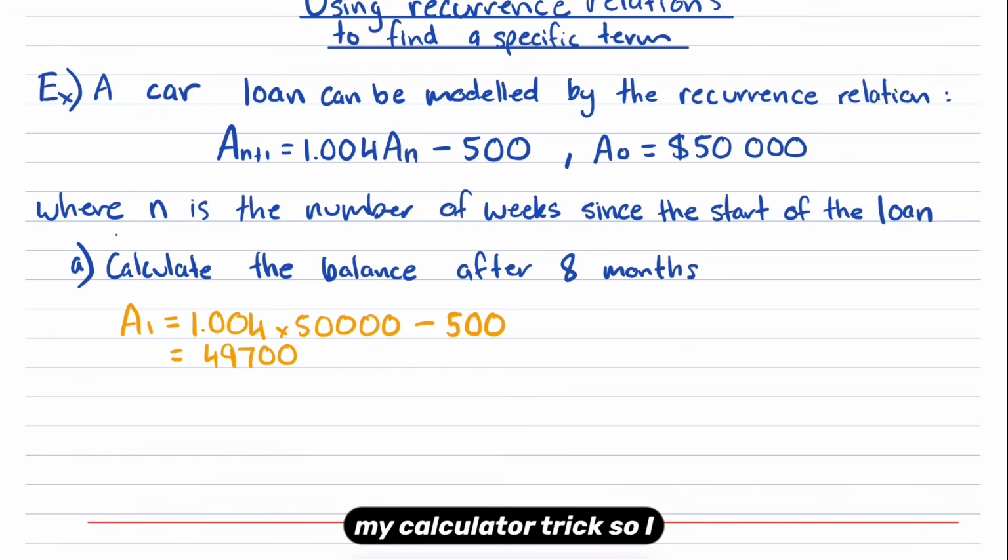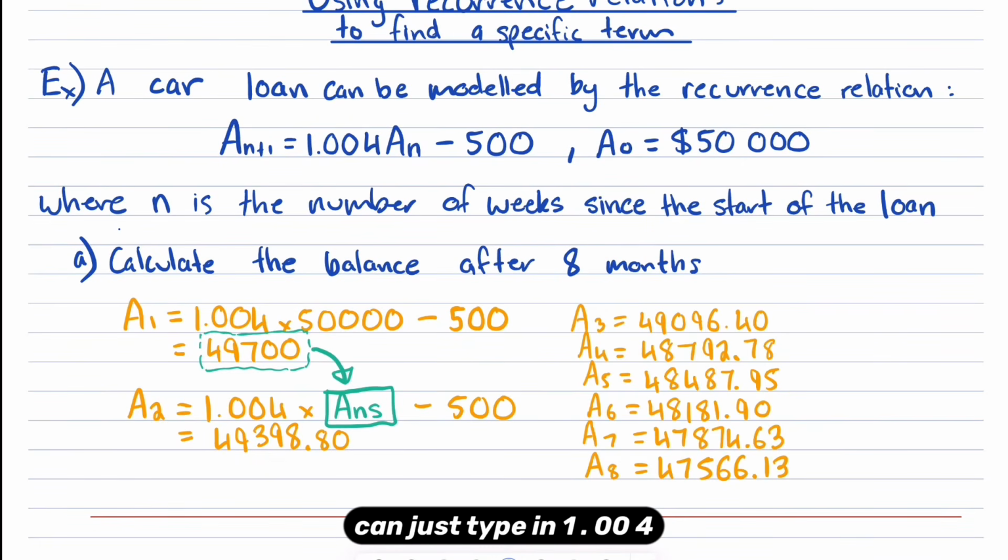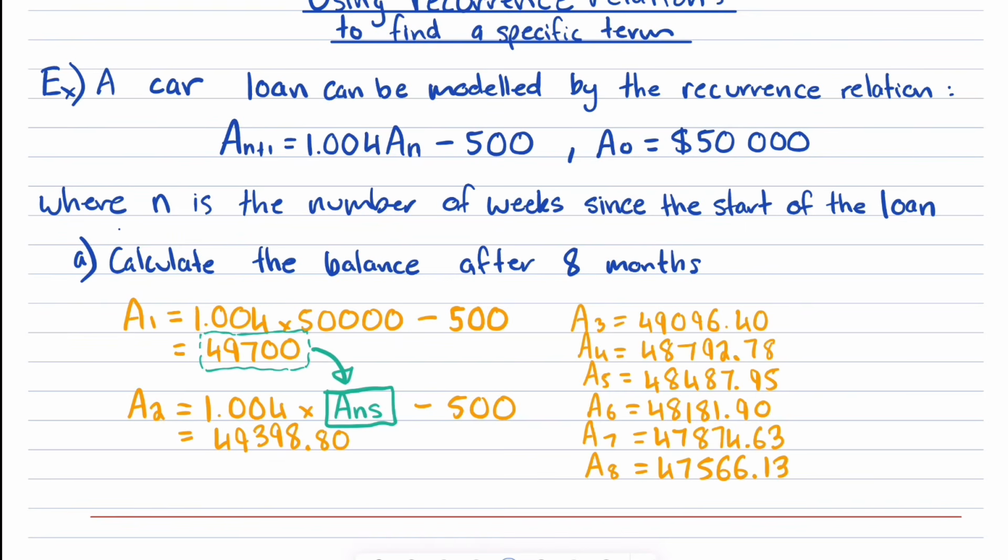Now I can start using my calculator trick. So I can just type in 1.004 times the answer minus 500. And then I can just keep clicking enter, enter, enter, enter until I get to A8.